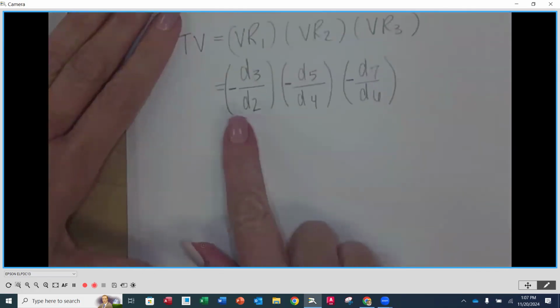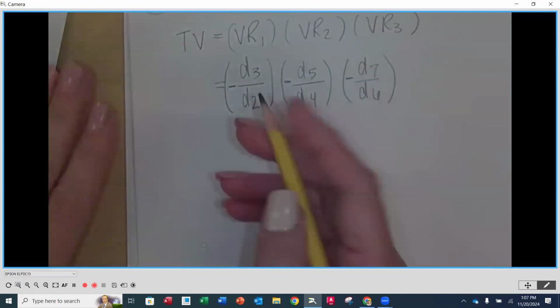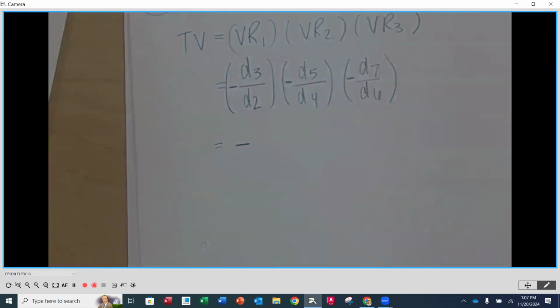So what we're going to do is take negative times negative times negative. And do you see how our final answer will have a negative in front of it? So that means when there's a negative in front of it, we are going in an opposite rotational direction from what our original pinion was on gear number 2, which was counterclockwise. Our final gear, number 7, is going to be going in the opposite direction. So it's going to be going clockwise.